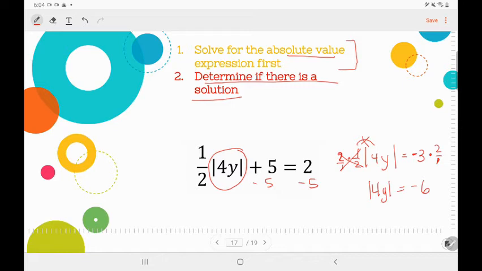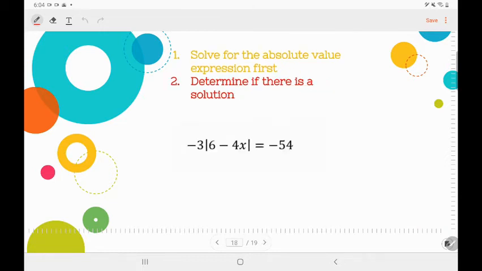This is the point right after I get my absolute value solved for. Here is where I'm going to determine if I even have a solution. I'm going to look over here and see that they're saying the distance away from 0 is -6. And I'm going to say, hey, distance cannot be negative, so there is no solution. And remember, the fancy symbol for that is the 0 with the line through it. So let's try one more.